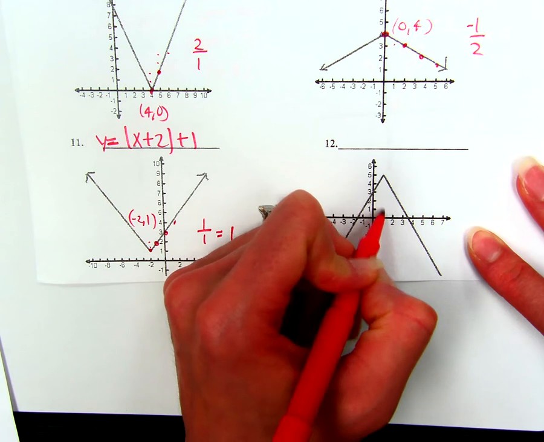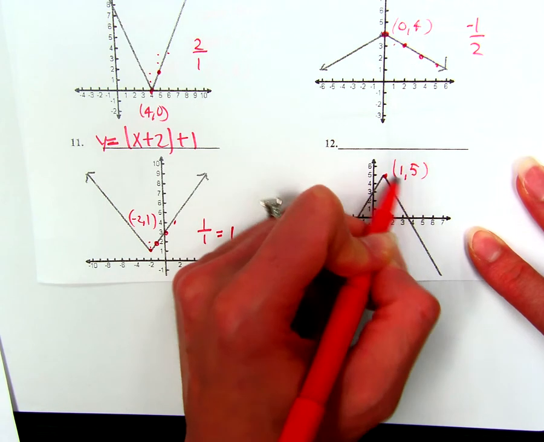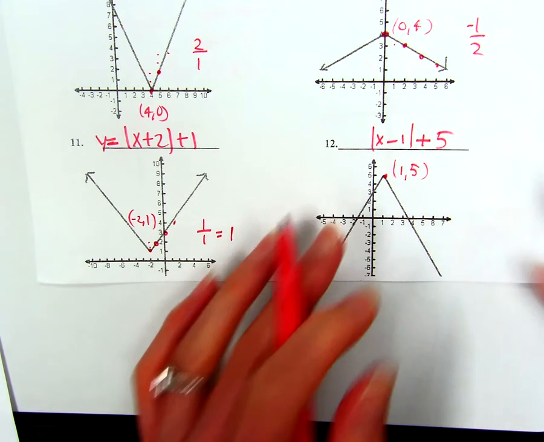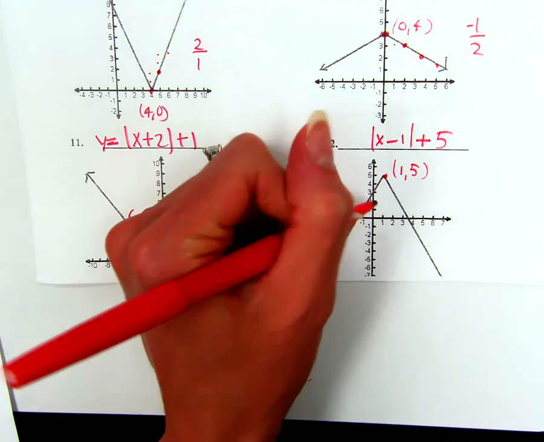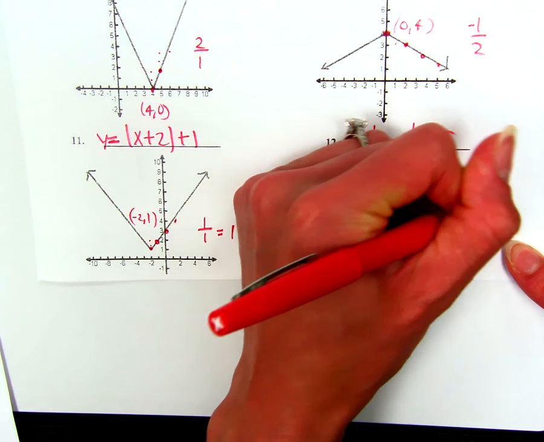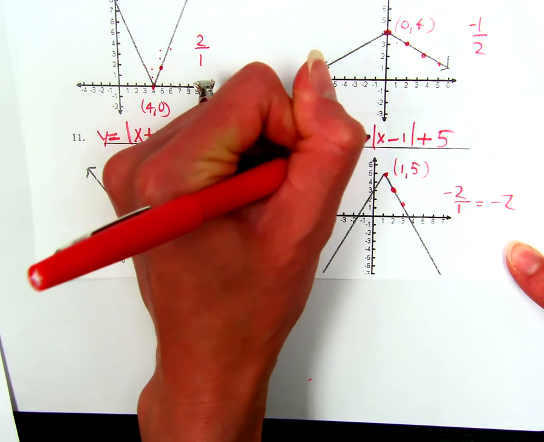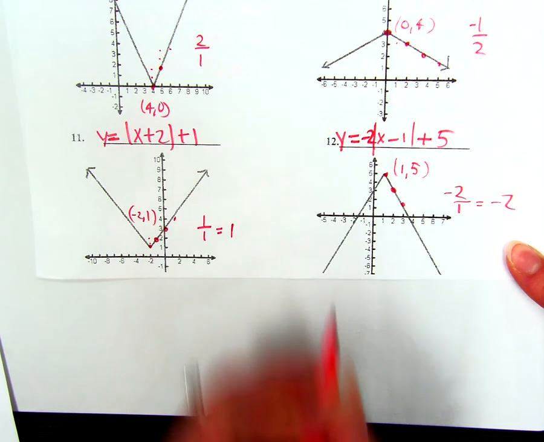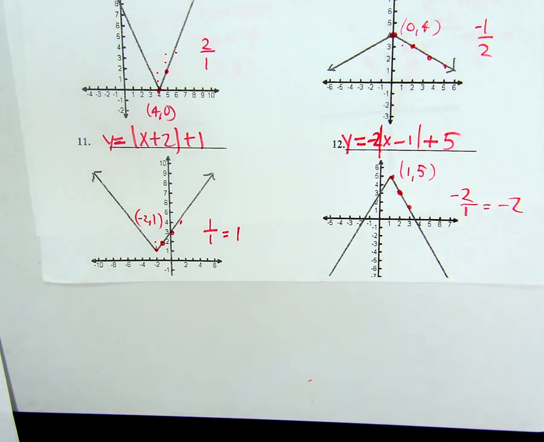All right, last problem. So we got 1, 5 is our vertex. So x minus 1 is in the absolute value, plus 5 is on the outside. Then I'm going to go down 2 and over 1, down 2 and over 1. So my slope is negative 2. So it's y equals negative 2 times the absolute value of x minus 1 plus 5. And you are all done.